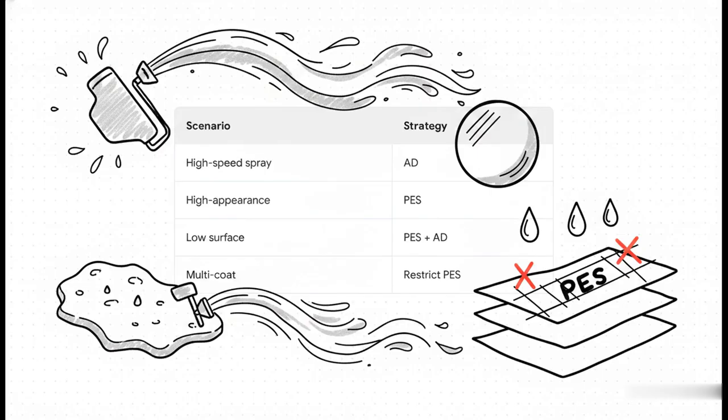What if you're facing an extreme low-surface energy substrate? Well, use them together. AD for the rapid initial wetting, and PES to drop the ultimate surface energy. And finally, if you're building a multi-coat or recoat system, listen up. Strictly restrict your PES usage. You really want to avoid creating that non-stick layer that completely destroys your intercoat adhesion.